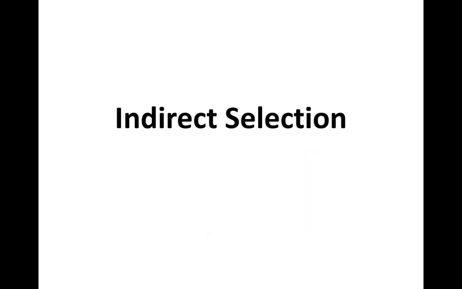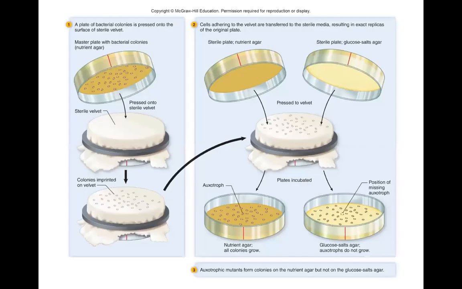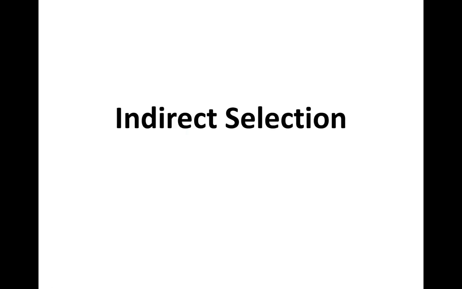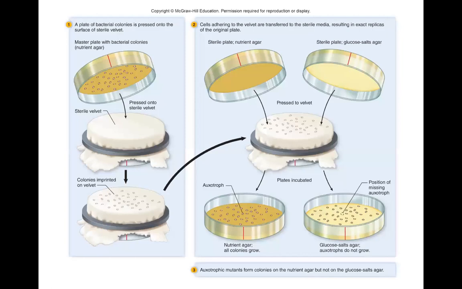Keep that in mind as we go to indirect selection. So in indirect selection, again, in this case, you have a plate that has your auxotrophic bacteria and your prototrophic bacteria growing on it. It's a mix of different colonies. You don't know which is which because this plate, this nutrient agar, contains everything that you need.